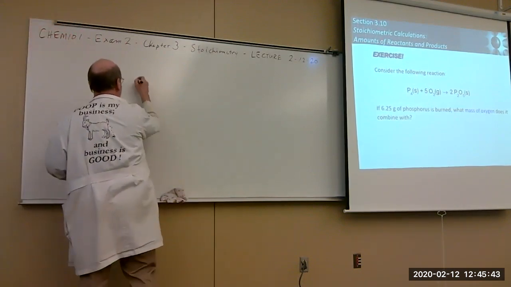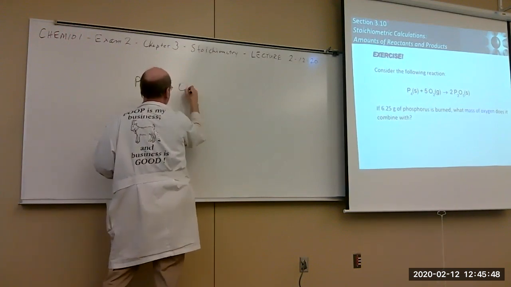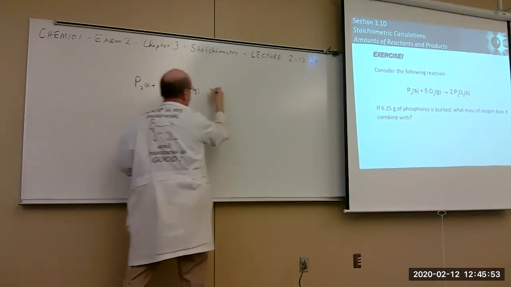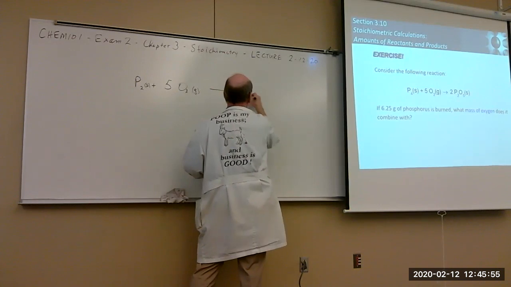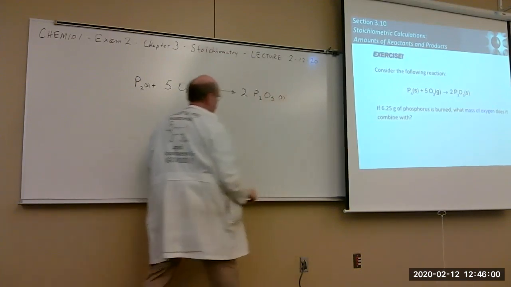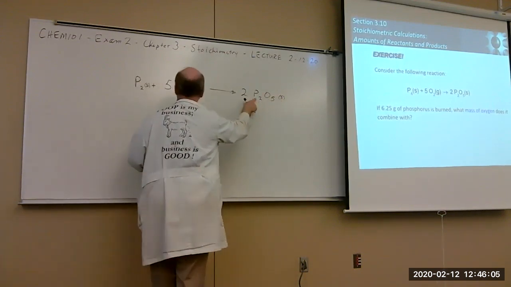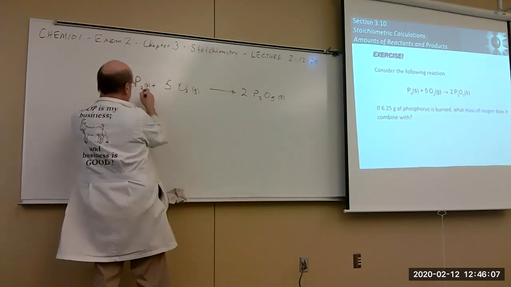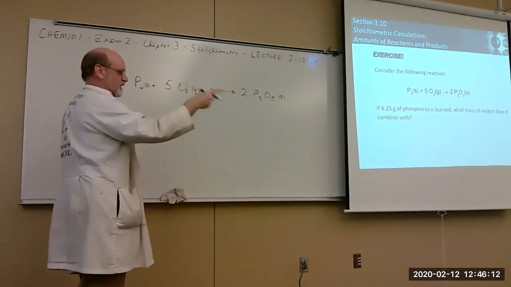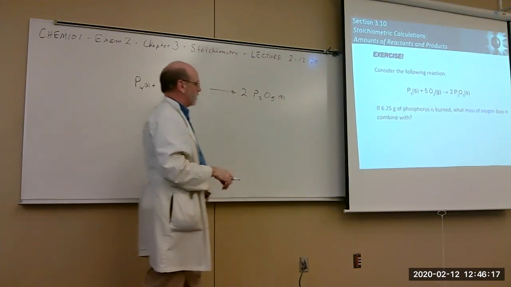So if we just write the balanced equation here, P4 plus 5 O2, it's solid, and it yields 2 P2O5. Then you can check yourself to see if it's balanced. So, 2 times 2 is 4 phosphorus here. Oops, I need a 2. That should be a 4. And then 10 oxygens, so we're good there.